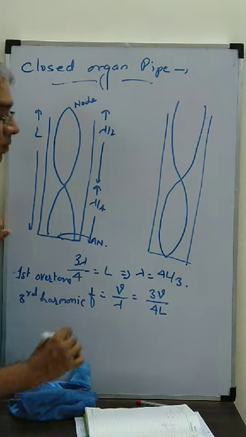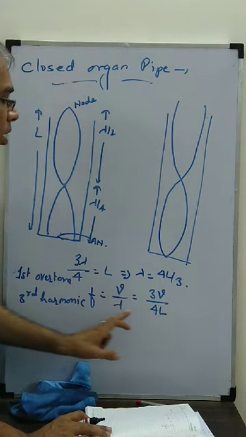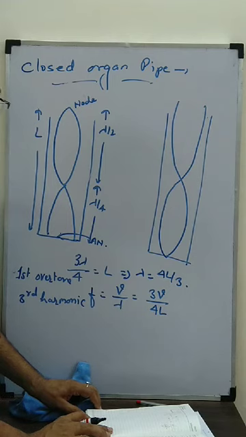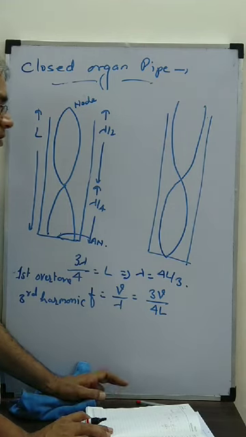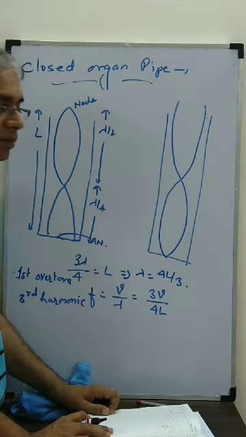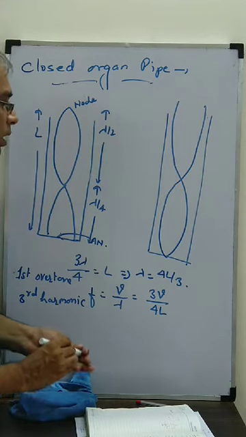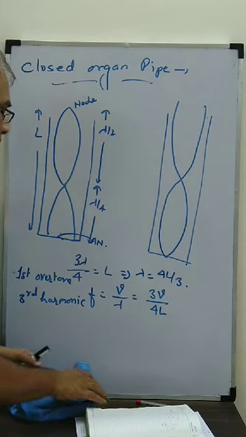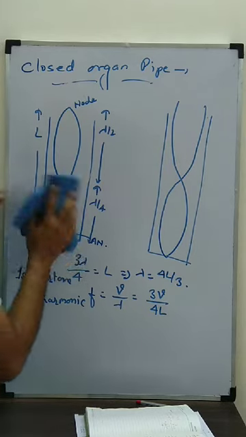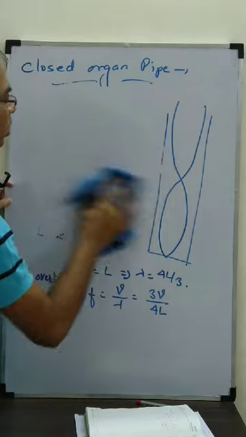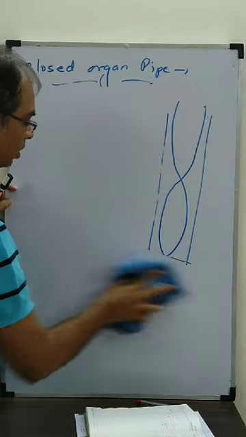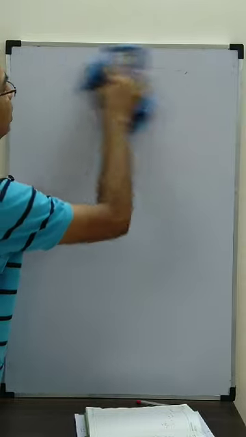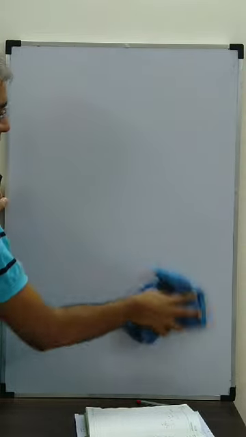Just like a string fixed at one end, where we were getting all odd harmonics, here also we will be getting odd harmonics. It will be 3V by 4L, next will be 5V by 4L, then 7V by 4L. Likewise, we will be getting the harmonics for closed organ pipe. So these are the normal modes of frequencies of organ pipe, exactly similar to what we have studied in strings. So let's solve a few questions based on that, and then we will see further.